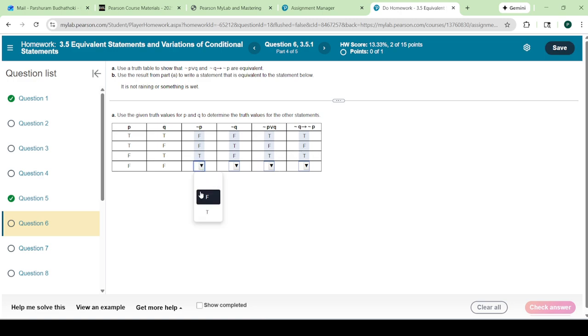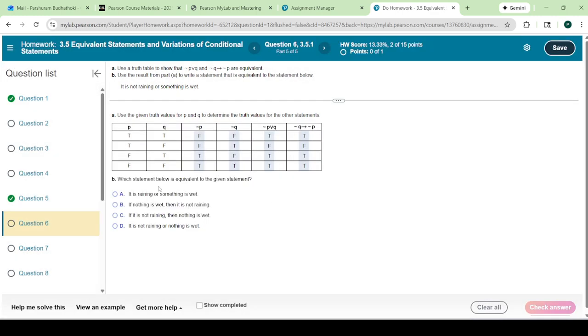Negation of P is true, negation of Q is also true. True or false is true, sorry, it's always true except when both of them are false. And then here negation of Q, which is true, implies true, that means it's true.